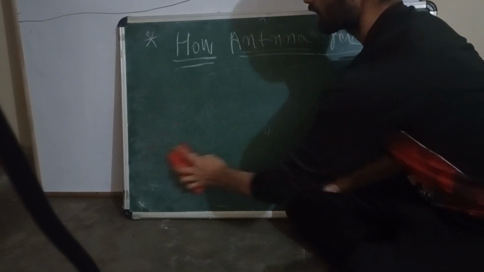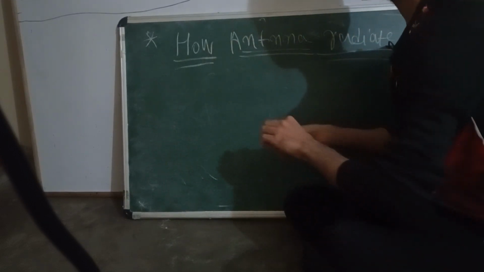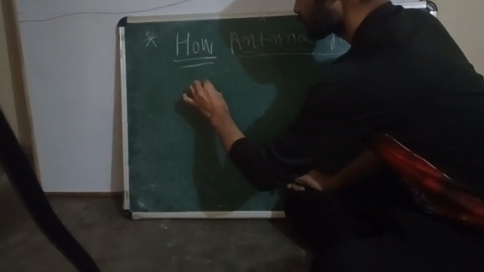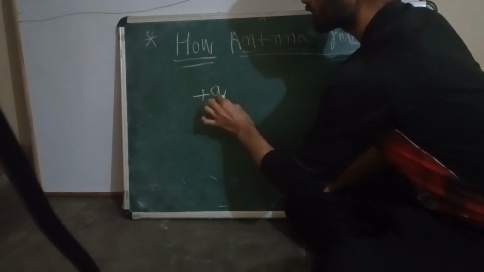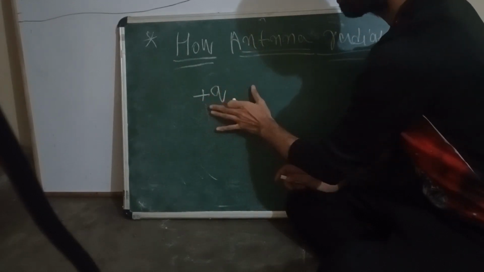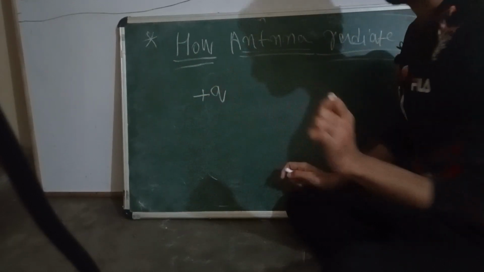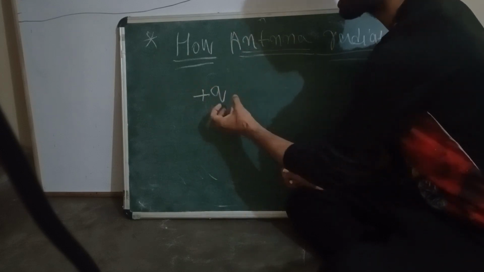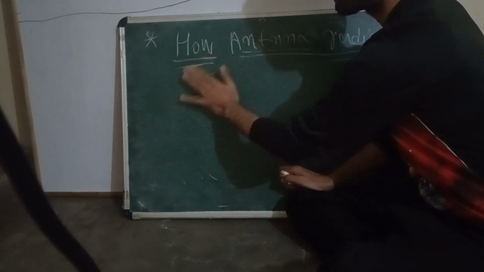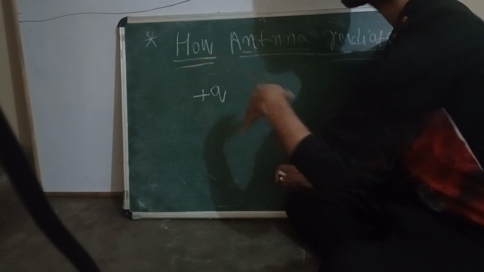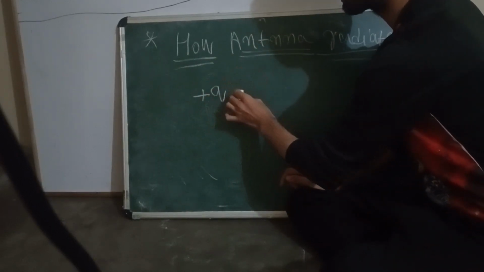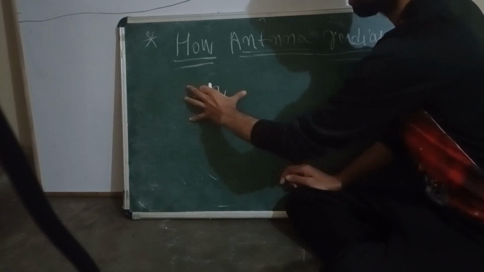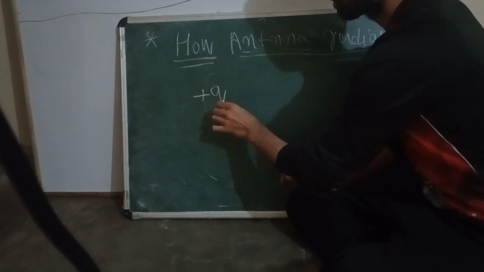See, the basic concept is how the antenna radiates. Let's say we have a charge. Wherever the charge is, the field is there. Surrounding this charge there is a field. What type of field? Electric field. How can we feel that electric field? That is nothing but force per unit charge.